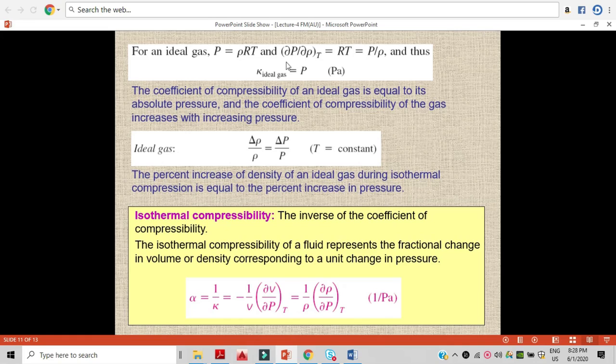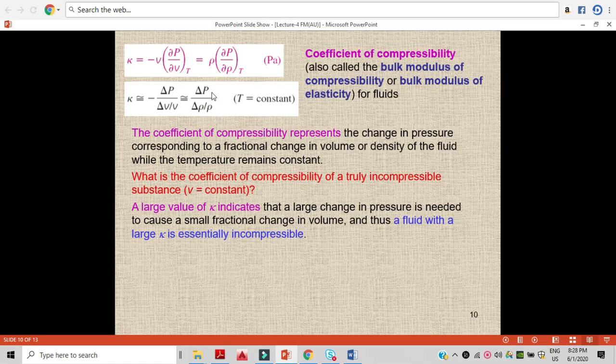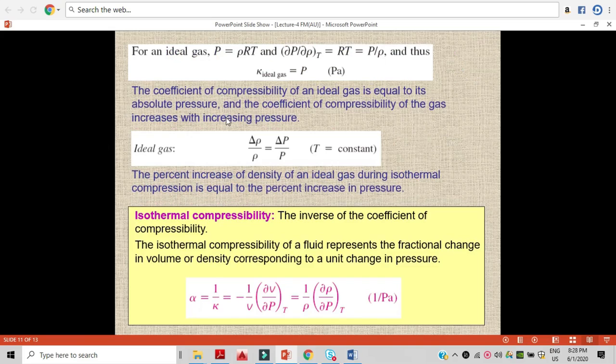So rho del P over del rho at constant temperature will be equal to K. That means K of an ideal gas, the compressibility of an ideal gas, will be equal to the applied pressure. So we can say that the coefficient of compressibility of an ideal gas is equal to its absolute pressure, and the coefficient of compressibility of the gas increases with the increase in pressure. As the pressure increases, the coefficient of compressibility will increase.